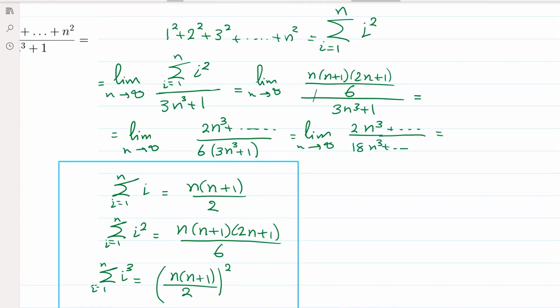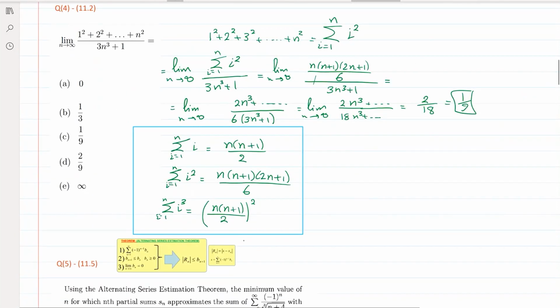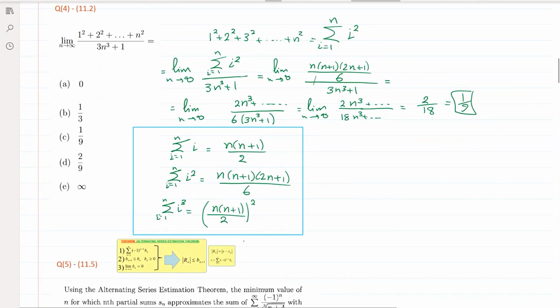Now the limit as n goes to infinity of polynomial over polynomial equals what, guys? The coefficient of the highest power in the numerator divided by the coefficient of the highest power in the denominator. Simplify it, you will get 1 over 9. This is the solution, guys. So the solution here is 1 over 9. Is it clear? Any question?